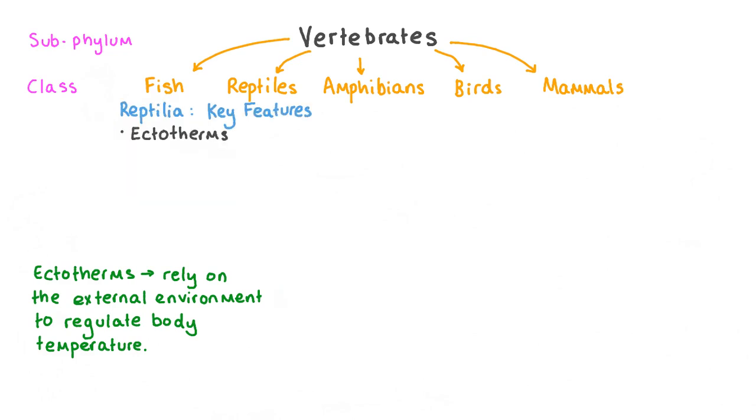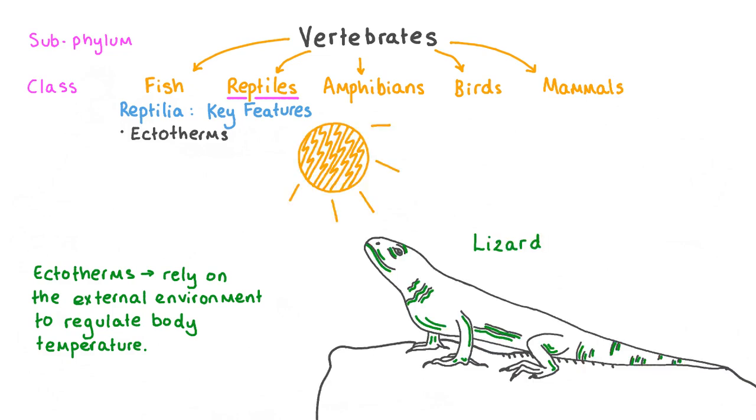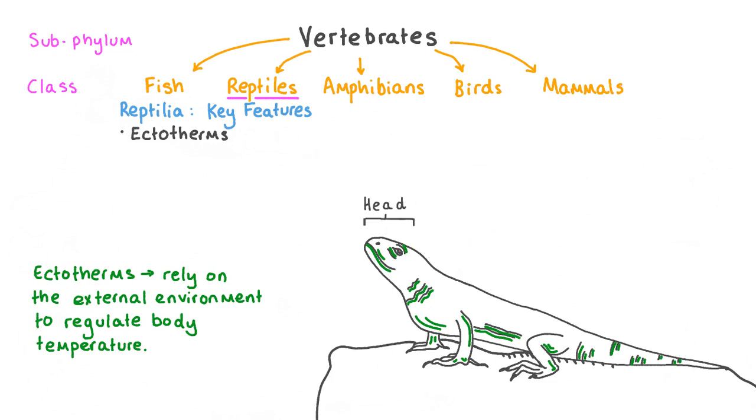Class Reptilia, more commonly known as reptiles, are also ectotherms. In fact, if you've been in a hot country and seen a lizard, snake, crocodile, or turtle basking in the sun, it's most likely attempting to warm itself up. A reptile's body is typically divided into 4 regions: a head, a neck, a trunk, and a sometimes very long tail.